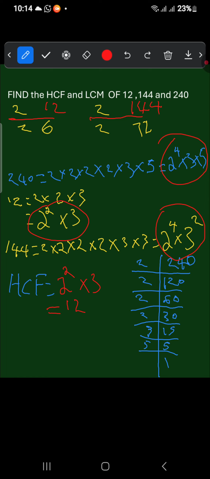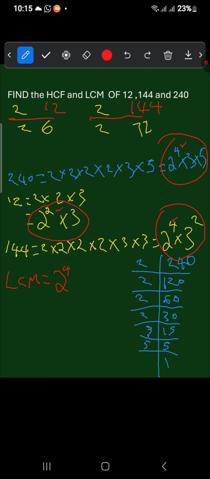Right, now we want to find our lowest common multiple. So for lowest common multiple, you look for the number that appears both sides. So it's 2. Then you take the highest exponent, and the highest exponent of 2 is what? What is the highest exponent of 2? The highest exponent of 2 is 4.